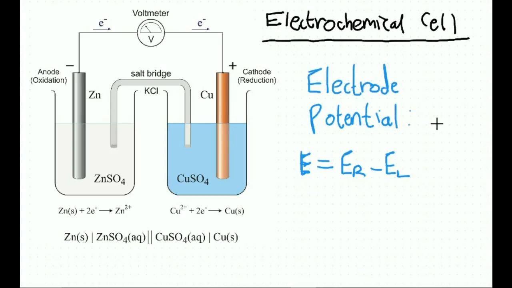The electrode potential of any electrochemical cell is also known as the redox potential, and is the voltage of the cell on the right minus that of the cell on the left. It's represented by this equation here. Stronger oxidizing agents like oxygen have a higher, more positive redox potential.